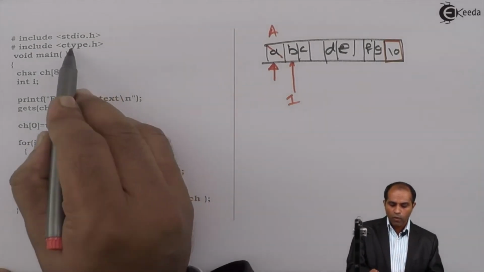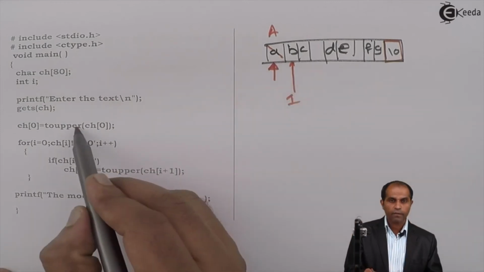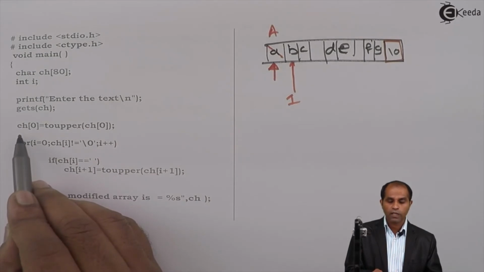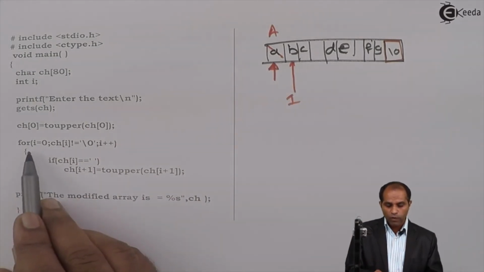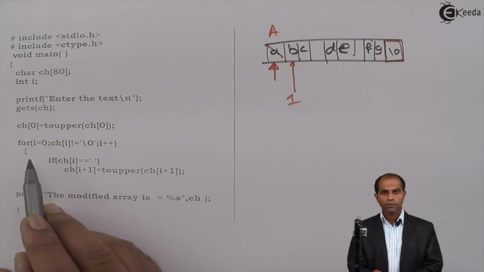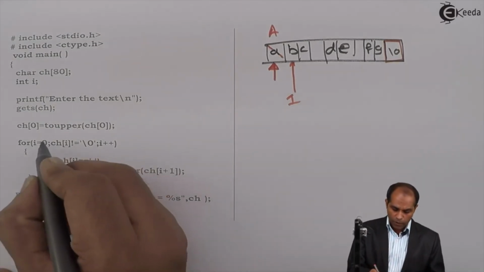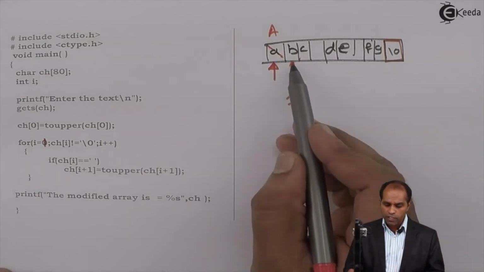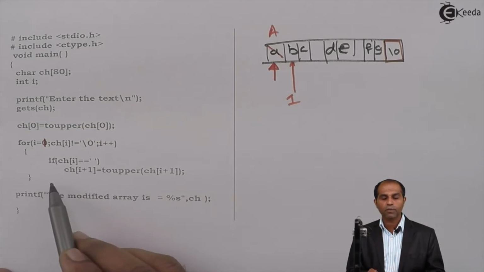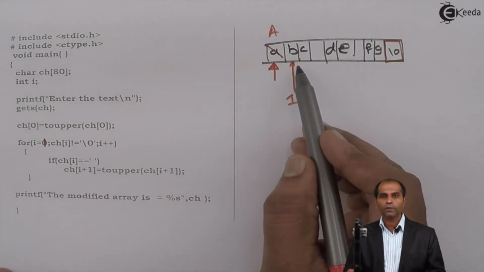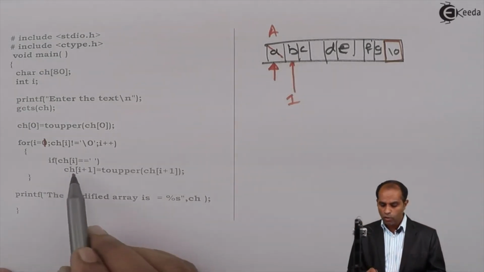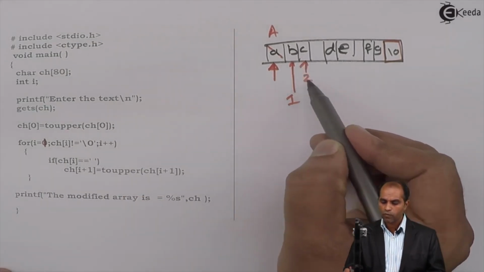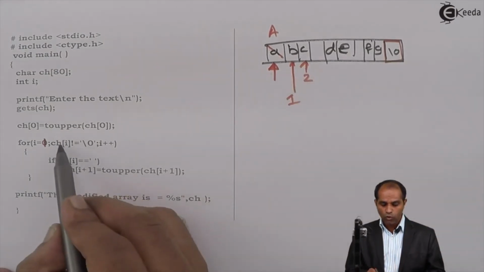Since I use toupper, I use ctype.h. So ch of 0 is A, which was small, and is converted to capital. So ch of 0 becomes capital A. In that case, you can start this loop from 1 or you can still start with 0. If you start with 1, it will start with the next character. Is ch of 1 not equal to null? True. Get inside this loop. Is ch of i equal to blank space? No, it's not a blank space. Don't do this operation. Go back. i plus plus will make i as 2. Is 2 not equal to null? True.